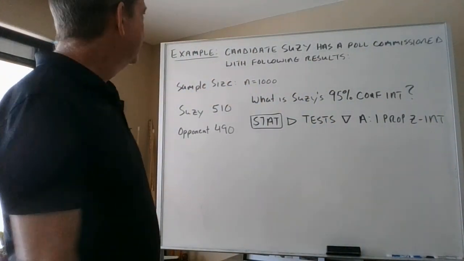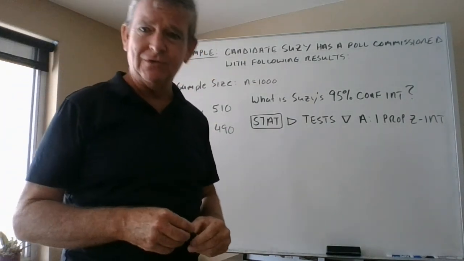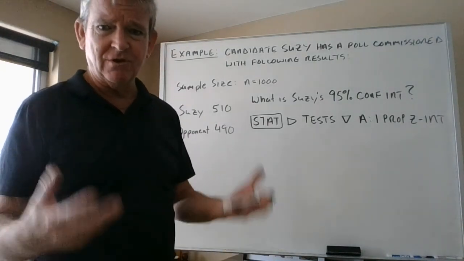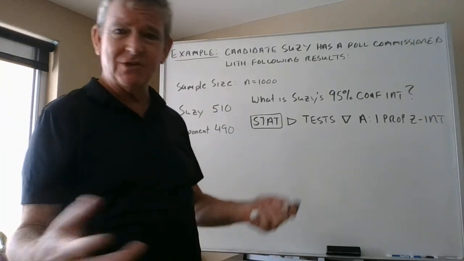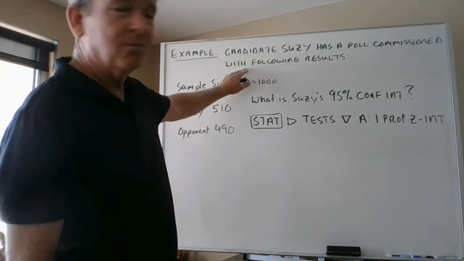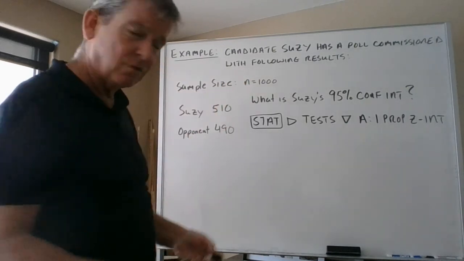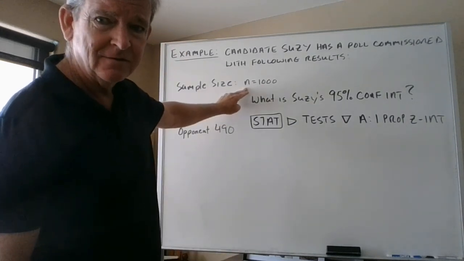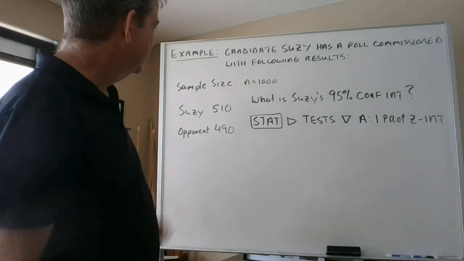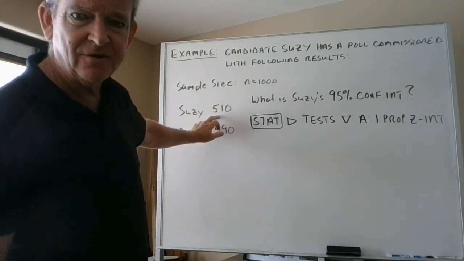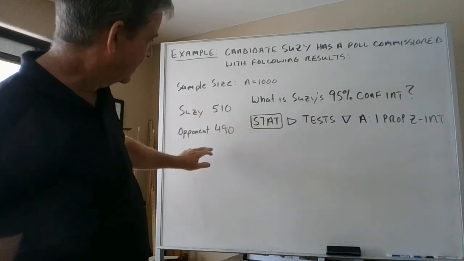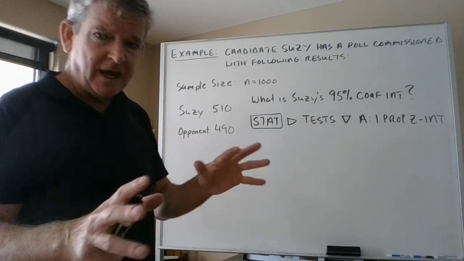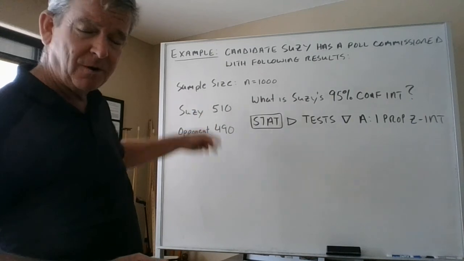All righty, an example. Candidate Susie. We had little Johnny before, now we have candidate Susie. She has a poll commissioned because she's running for office. She's already in office and she wants to see how she's doing. And we get the following results from this poll. In theory, the poll is representative. Sample size 1,000, I'm just trying to make the math easy. Susie gets 510 yeses, and her opponent gets 490 yeses, saying I support the opponent. The question is, how shaky is she? They're only 20 apart out of 1,000.